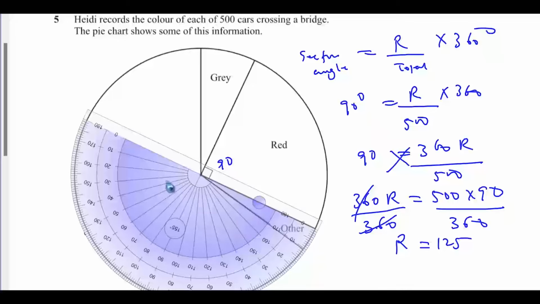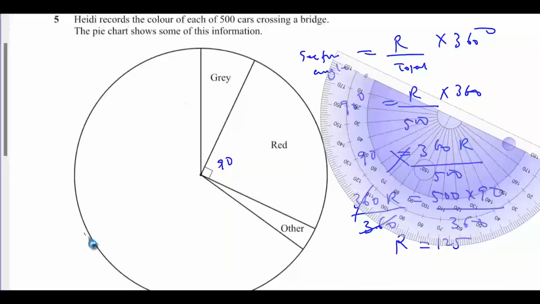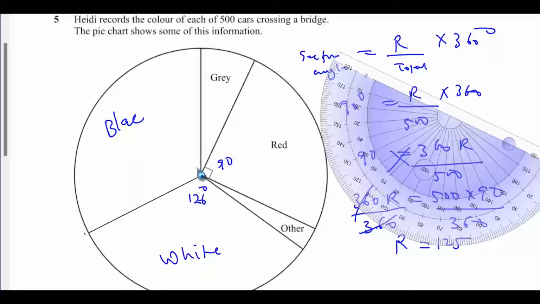So let's pick this, then we can join this point here to the center here to get the angle. So that means from here, we can easily draw like this. So this will be for white and it is 126 degrees. So of course the remaining one should be for black, and that will be 108 degrees. So you don't need to measure this because it is the last one, as everything adds up to 360 degrees. Okay, so let's go to the next question.